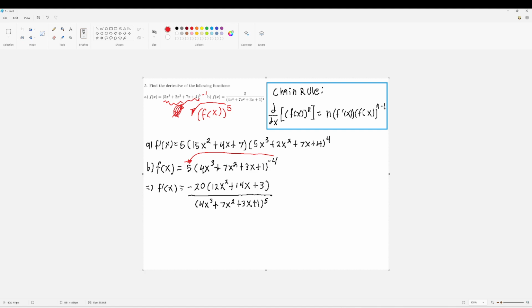Times the derivative of the inside of this: 4x cubed, the 3 goes down, 12x squared. Plus 7x squared is going to go to 14x. And that plus 3x is going to go to plus 3. All over the original, with the power minus 1, so that's negative 4 minus 1. And we see that goes down to 5.